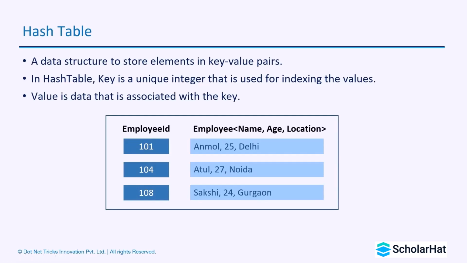A hash table is a data structure that stores elements in key-value pairs. As we said, why we use a hash table, the basic funda is we want to retrieve and access data very efficiently. This data structure helps us to do that. That's why we use hash table, hash set and hash map also. In a hash table, the key is a unique integer that is used for indexing the value. The value is the data that is associated with the key.